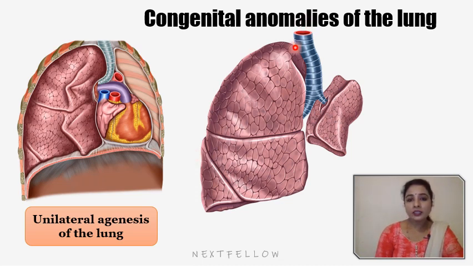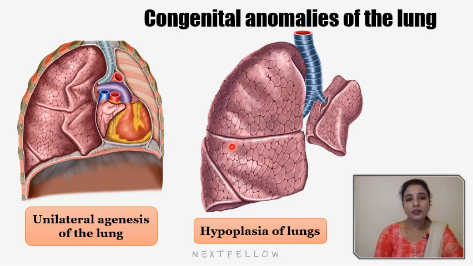Hypoplasia of the lung. In this condition, the lungs are small and underdeveloped, and it usually occurs due to congenital diaphragmatic hernia, CDH, in which the abdominal contents herniate into the thorax and the lung is unable to develop normally because it gets compressed by the abdominal viscera. Lung hypoplasia is characterized by markedly reduced lung volume and hypertrophy of smooth muscles of pulmonary arteries.